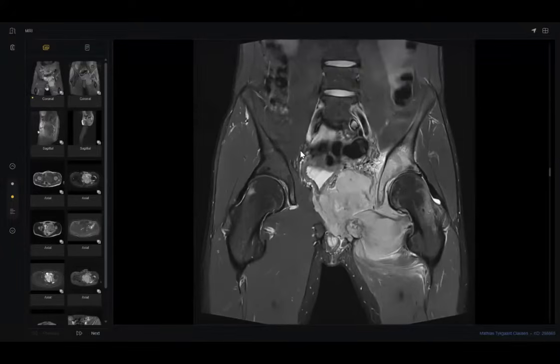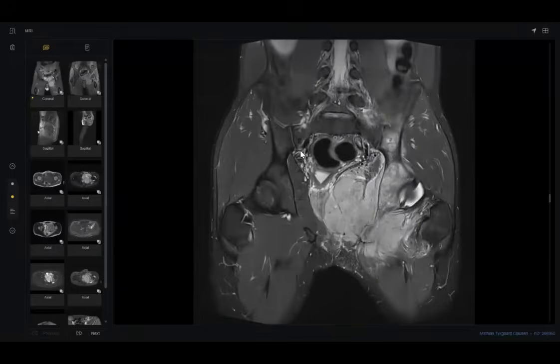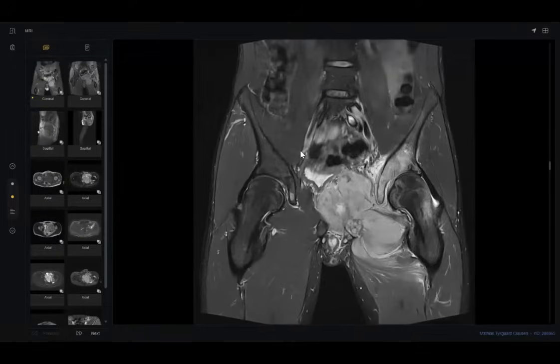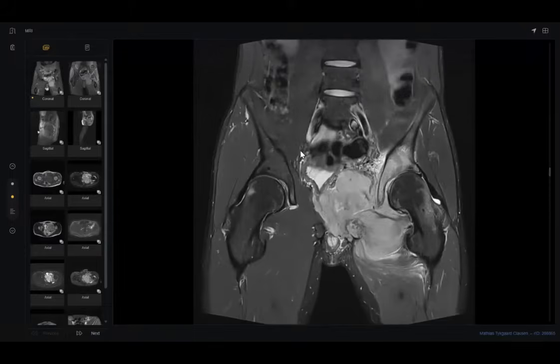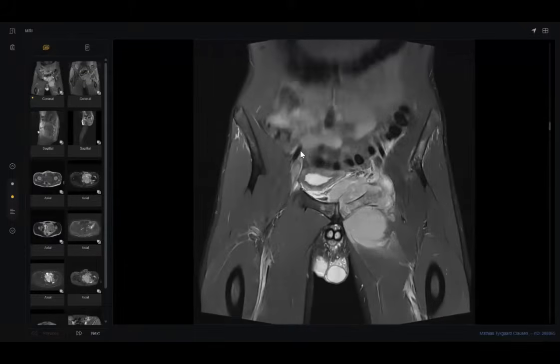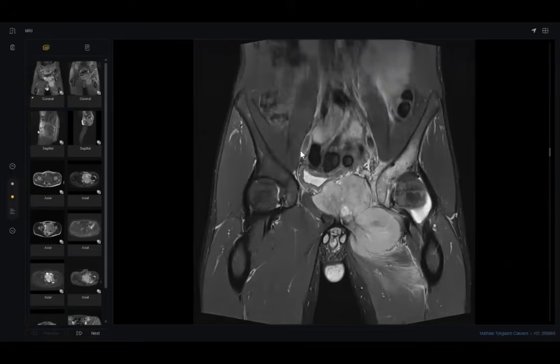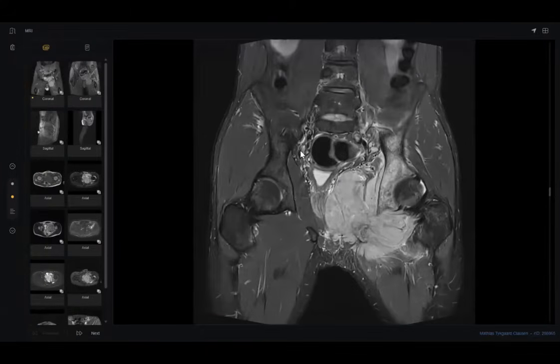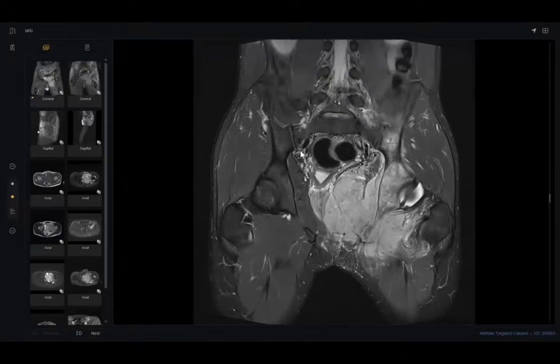MRI for the same patient. I can see a permeative lesion with a large soft tissue component and invasion of the surrounding muscle. Destructive lesion with a wide zone of transition, periosteal reaction, and soft tissue component. The left humerus is unremarkable.